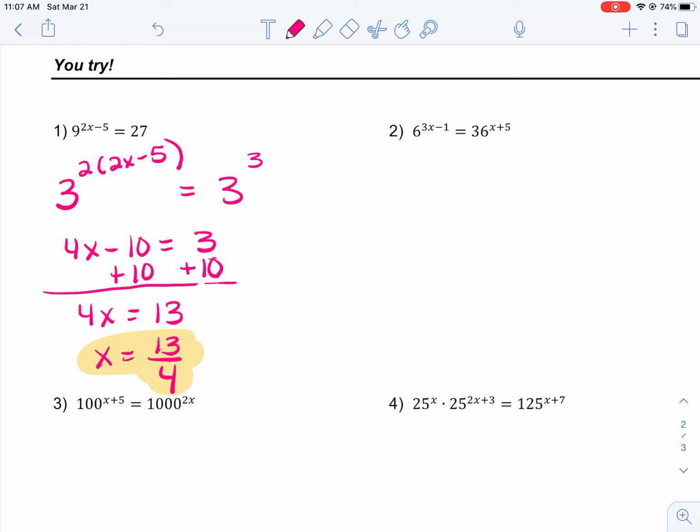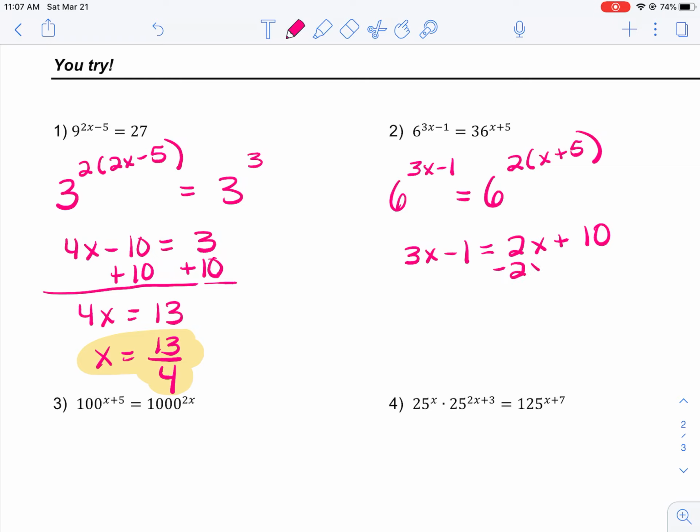The next one I'm going to use a base of 6. 6 to the 3x minus 1 equals 6 squared. And then my 2 gets multiplied by the x plus 5 that's already there. So I set 3x minus 1 equal to 2x plus 10. Subtract 2x from both sides. x minus 1 equals 10, and x equals 11.